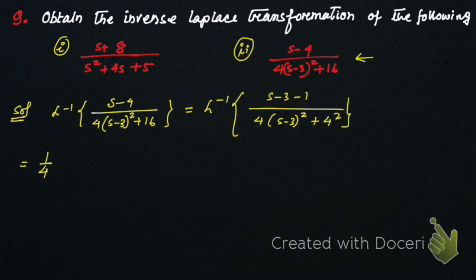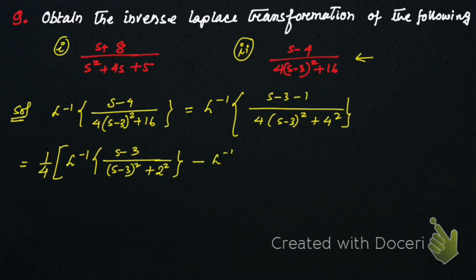1 by 4, that's going to be taken outside. Laplace transformation of (s minus 3) by (s minus 3) whole square plus 4. If 1 by 4 is taken out, 4 can be written as 2 square, right? Then again minus Laplace transformation of 1 by (s minus 3) whole square plus 2 square. That's what we have got. So hope you have understood till now.